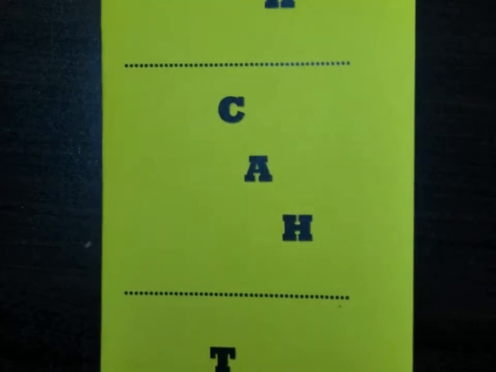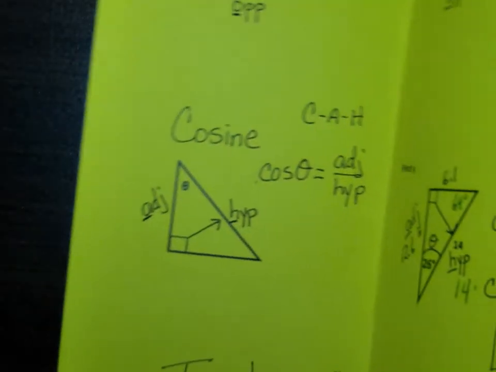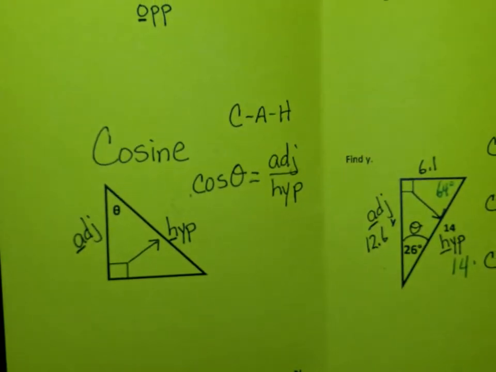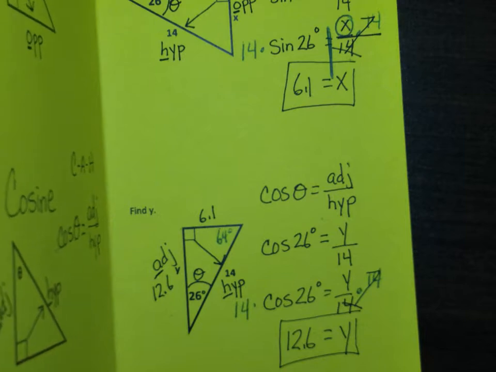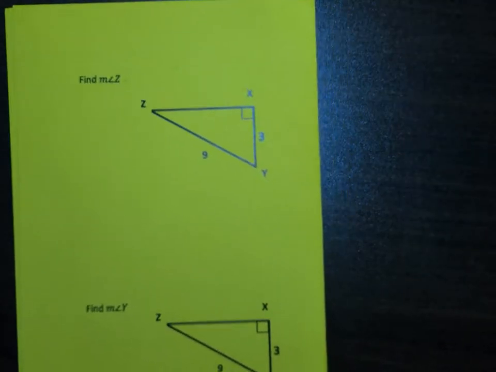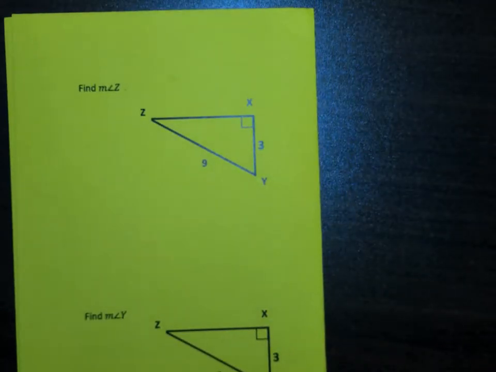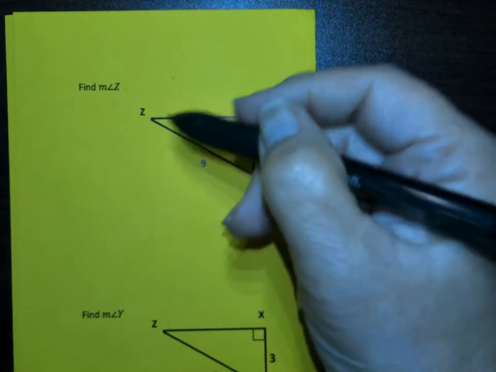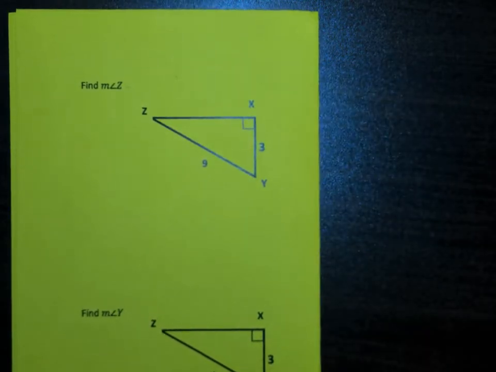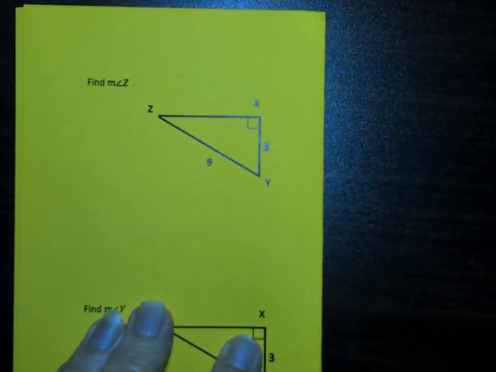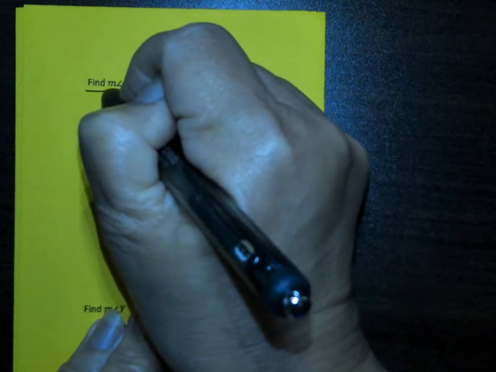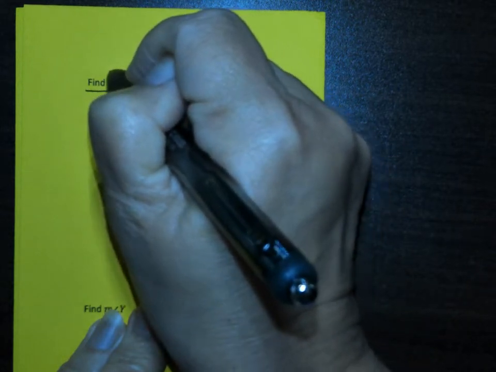Last week, we practiced how to set this up, and then how to find a missing side. And so this week, we're turning to the back, and we're going to learn how to find a missing angle. Okay? So we're going to do these three problems that are on the back of your foldable, if you have that. If you don't have it, draw this in your notes. We are looking to find the measure of angle Z.